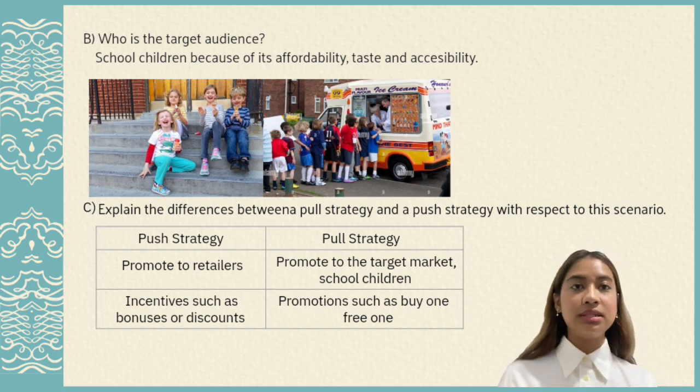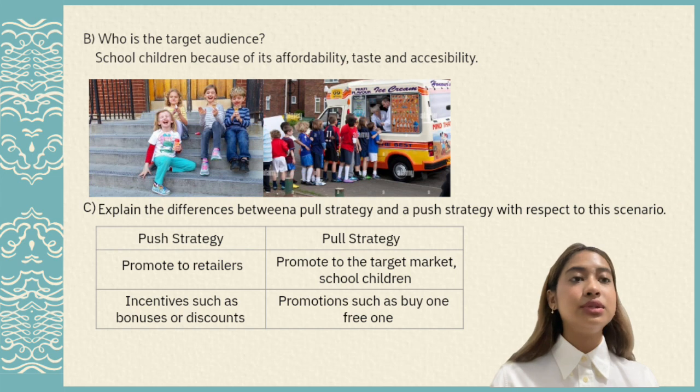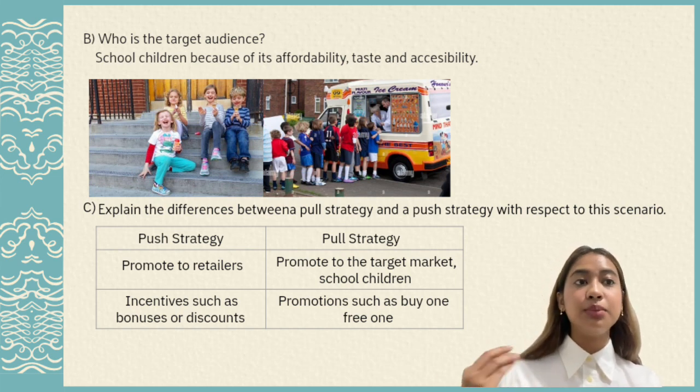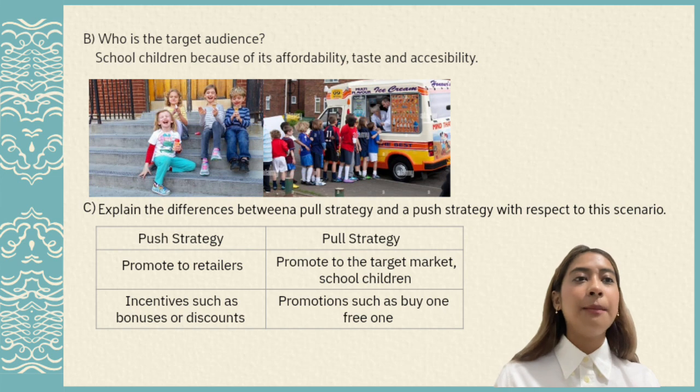That's for push strategy. Now let's talk about the pull strategy. In terms of pull strategy, a company would be creating demand at consumer level. So in this case, Zamula ice cream would be using the pull strategy and targeting its promotion to the school children themselves instead of the retailers, in contrast to the push strategy that I mentioned just now. And not only that, with the pull strategy, Zamula ice cream will be providing promotions such as buy one free one, and in this case specifically with radio advertising, it's also an example of the pull strategy.